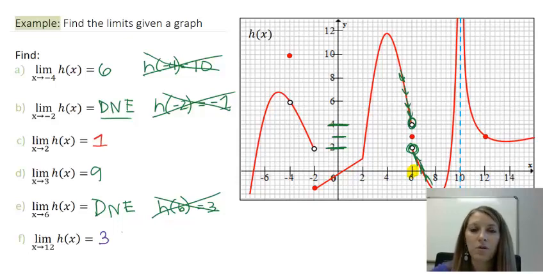Hopefully, I've given you enough unique examples here to figure out limits now given a visual of the graph. In the next video, I'll tell you how to compute limits using actually algebraic material and not just visuals like we've seen so far.